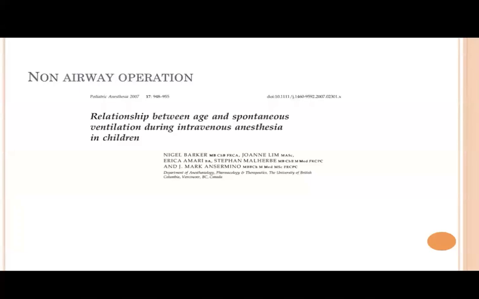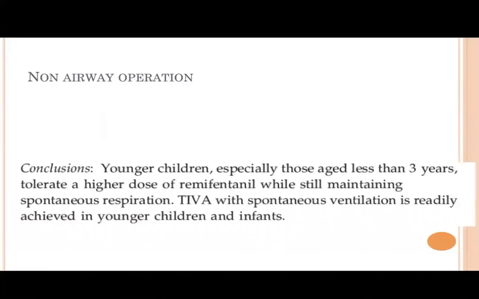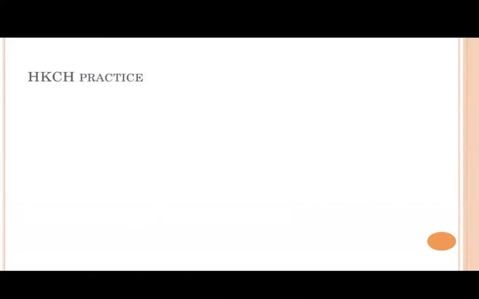And this is a study for strabismus surgery. This is a non-airway operation, and 45 kids were given TIVA with remifentanil infusion. The authors concluded that younger children, especially those aged less than 3 years old, can tolerate a higher dose of remifentanil while still maintaining spontaneous respiration. So TIVA with spontaneous ventilation is readily achieved in younger children and infants.